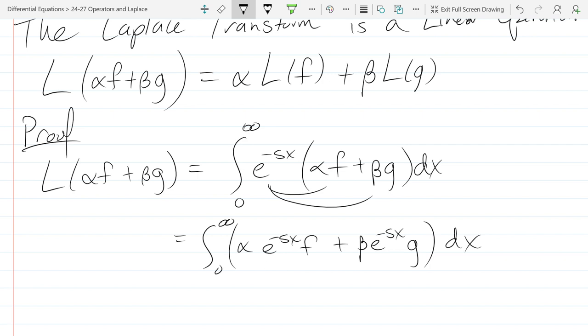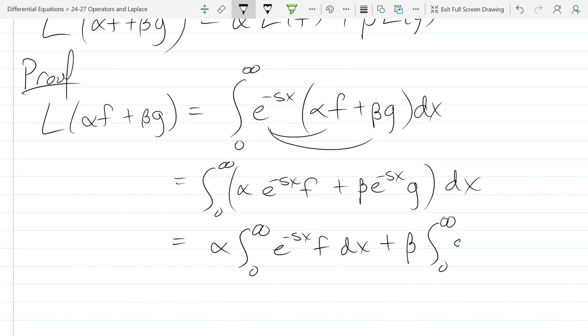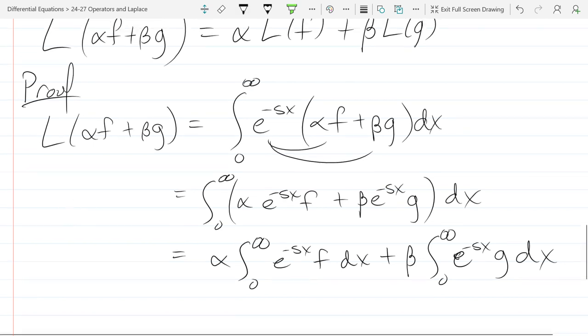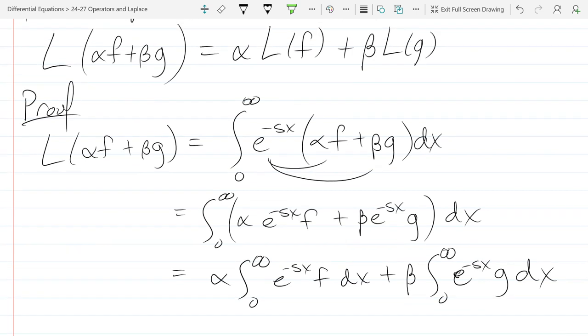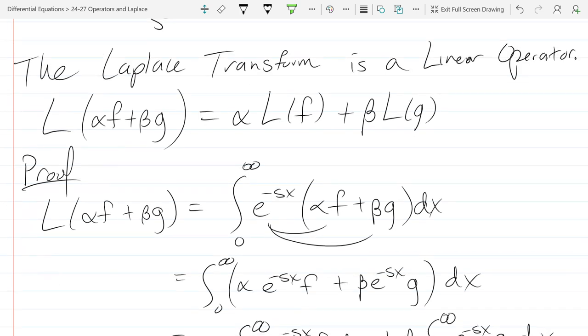And then, you know, the sum of two functions, you can just integrate that separately. And I'll skip a step. I'm also going to bring out the scalars from each one. So this first one is alpha integral 0 to infinity e to the negative sx f dx plus beta integral 0 to infinity e to the negative sx g dx. So just off the fact that of all the properties of antiderivatives or definite integrals, we can get the linear property for this operator. So that was a relatively painless proof compared to a lot of other stuff we've done. So Laplace transform is a linear operator. So that's what it means right there.